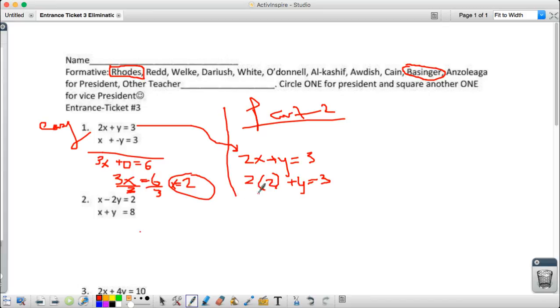All right. So 2 times 2 is 4. 4 plus y is 3. And so we're going to solve for y. And we get y is equal to negative 1. Those two answers give us your full points for number 1.